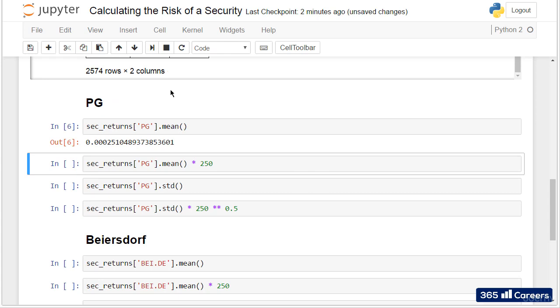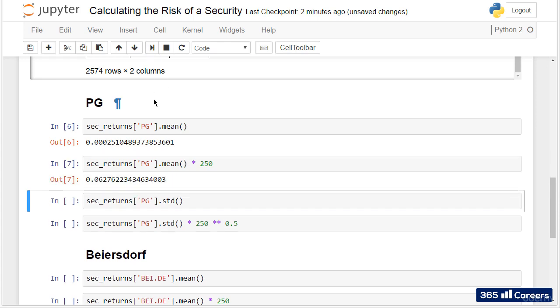Then, apply the method called mean. We obtained a small number. It equals the daily average return. Let's annualize this value, multiplying it by the number of trading days in a year, 250. Good. We obtained a value slightly above 6%, which is the annual rate of return.